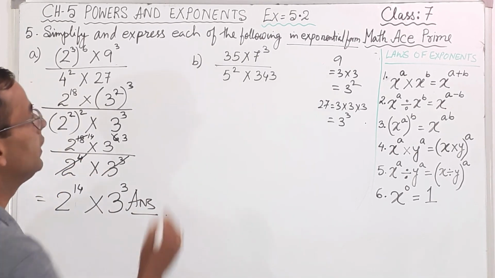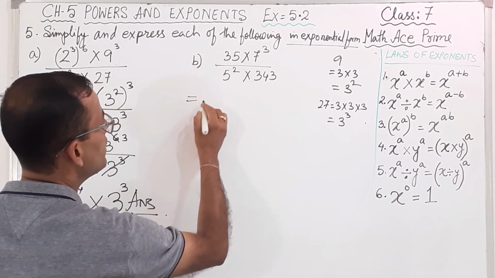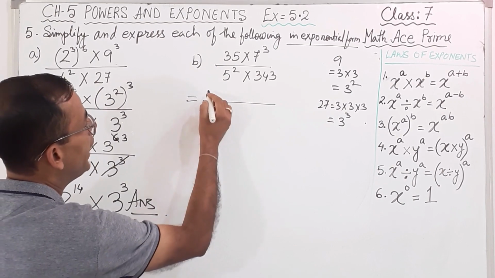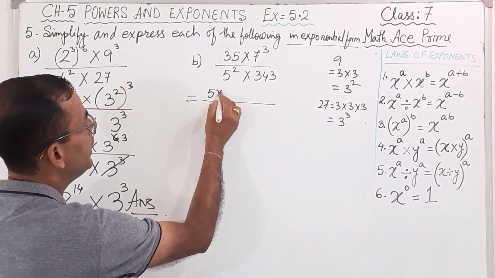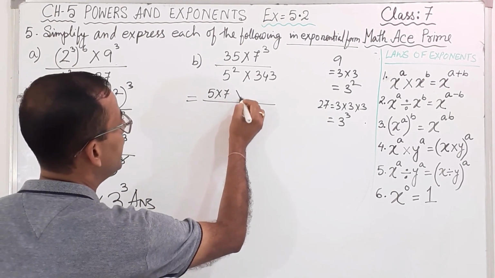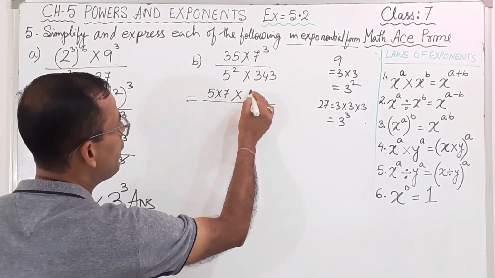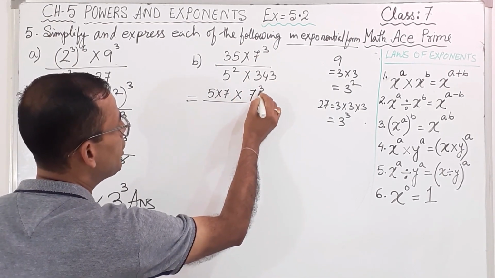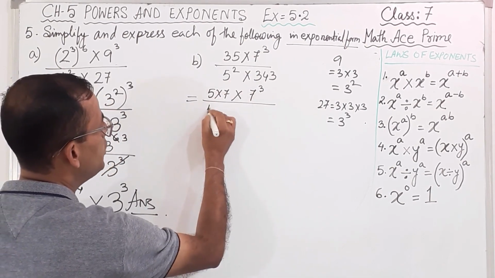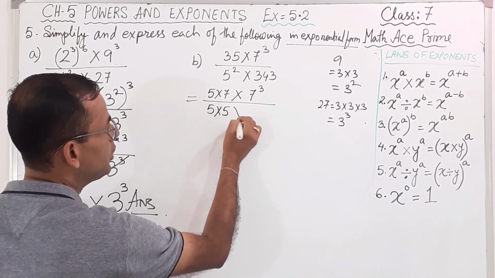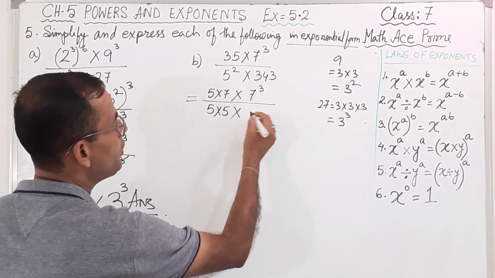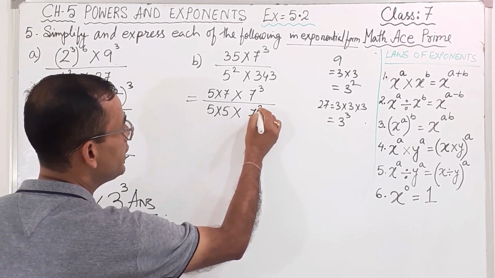Clear? Now number B. So this is the sum. So here 35, we cannot do anything. You can write 5 into 7, 35, and then into 7 to the power 3. You write 7 to the power 3 only. Okay. Now 5 square, you can write 5 into 5. Or 5 square also you can keep it, no problem. Now 343 means what? This is also 7 cube. Clear?